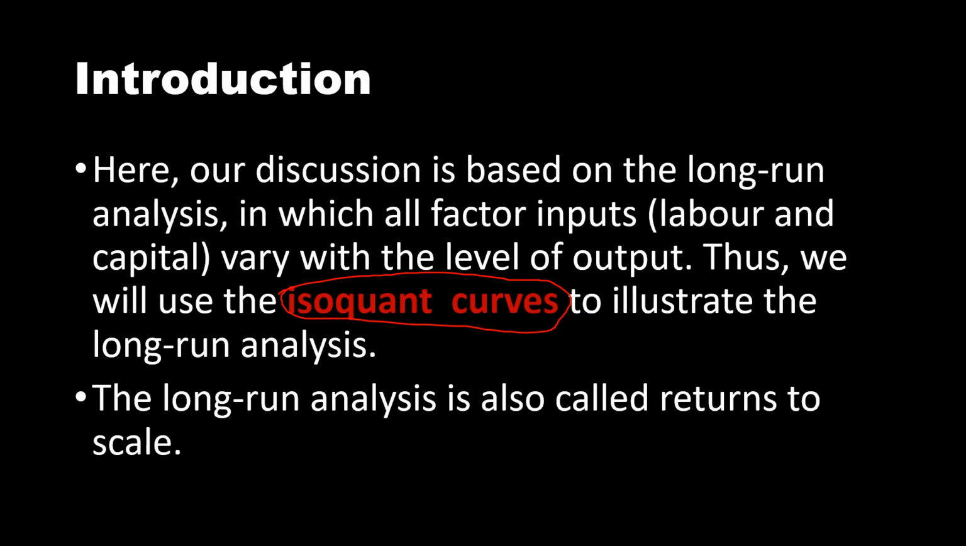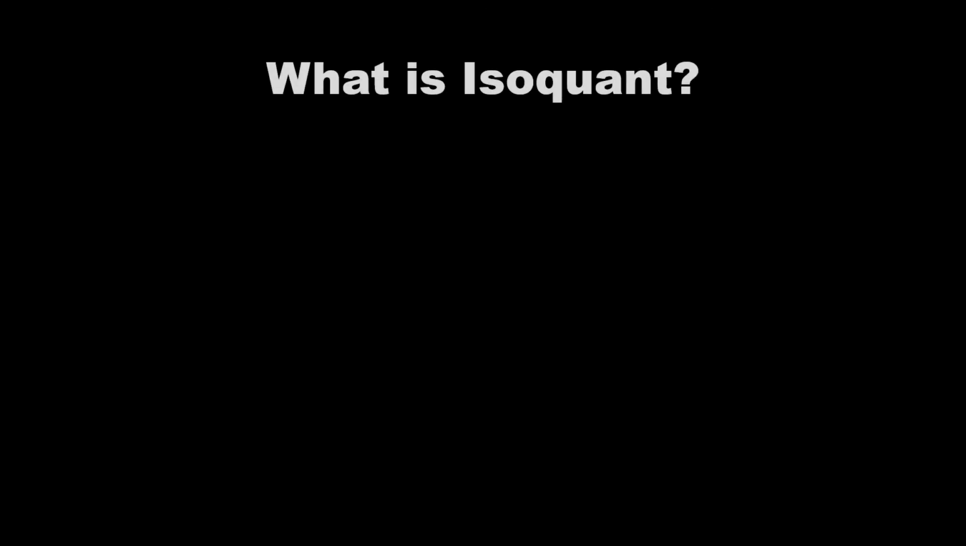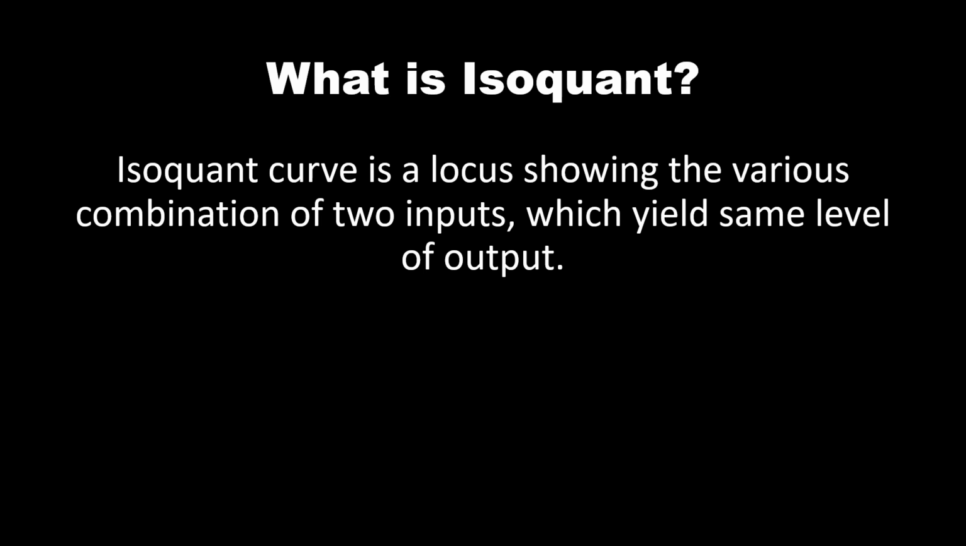So now let's go into the next slide, which is what is isoquant? Now, the isoquant curve is a locus showing the various combinations of two inputs, which is labor and capital, which use the same level of output. That is, when we combine this labor and capital together, we must have the same level of output. That is what the isoquant is.